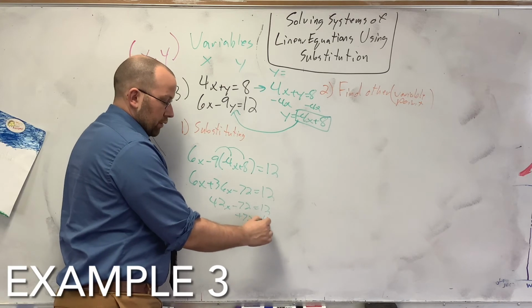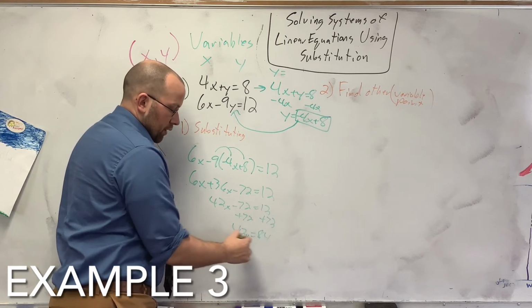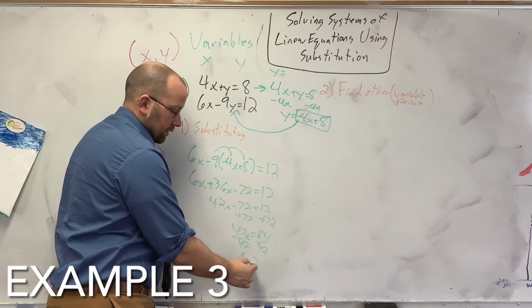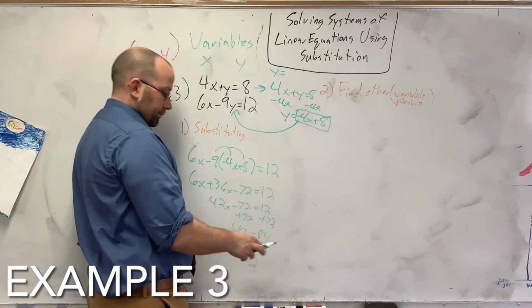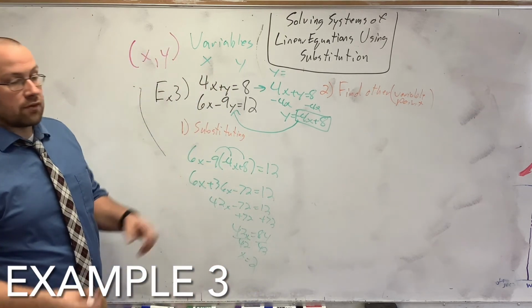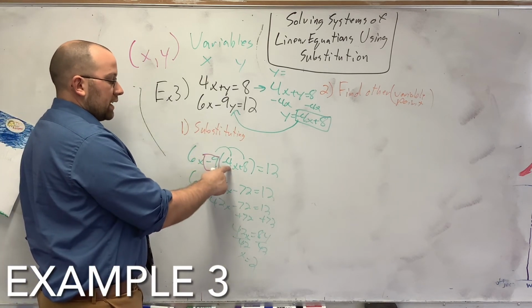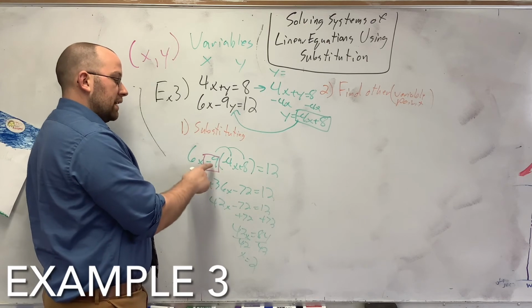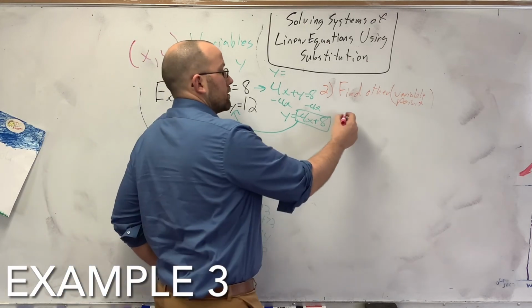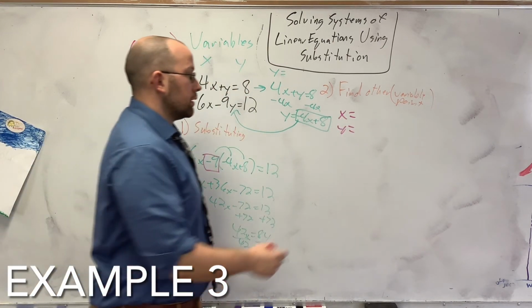Plus 72, so 42x equals 84. Divide both by 42, and x equals 2. All right. Make sure you distribute the negative with the x. This entire thing distributes. So negative 9 times negative 4 gives me 36. Negative 9 times 8 gives me negative 72. So x equals and y equals. I know my x equals 2.